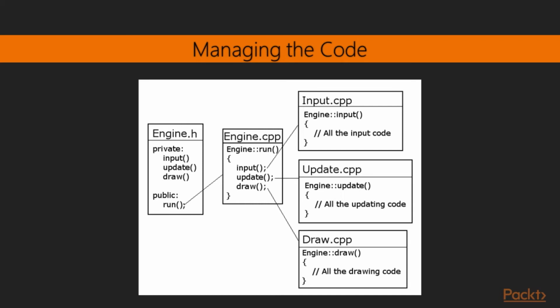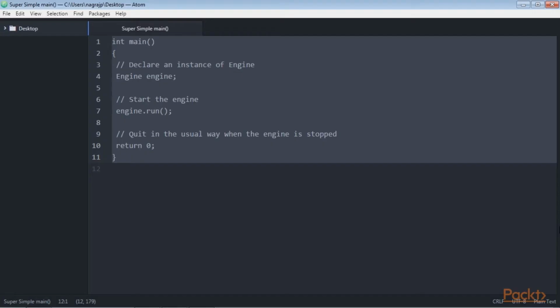All we need to do to get our game engine fired up is create an instance of engine and call its run function. Here's a sneak preview of the super simple main function. Don't add this code just yet.